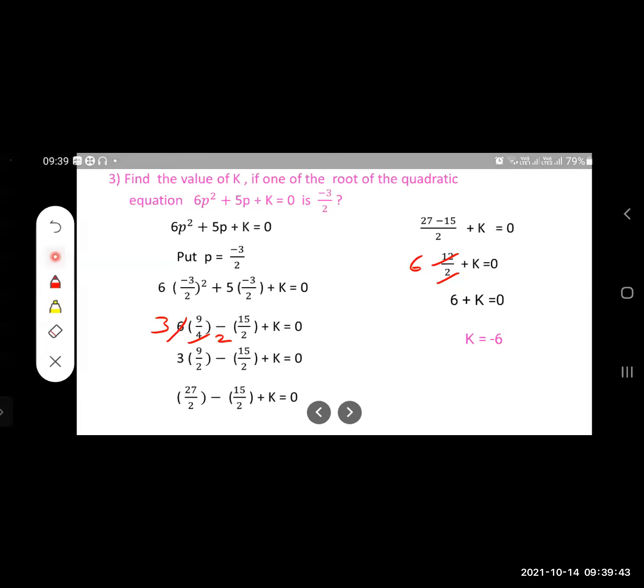Clear, children? Clear? Okay, so like this, two more sums are also there. One is from the textbook and one they have asked in the board exam. So that also I have solved next. Okay, and now it is time for students. If anyone has a doubt, you can ask me. Based on this, whatever you learned today, if you have any doubt, you can ask me.